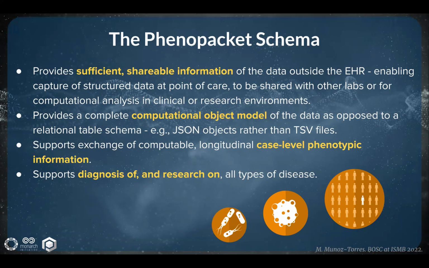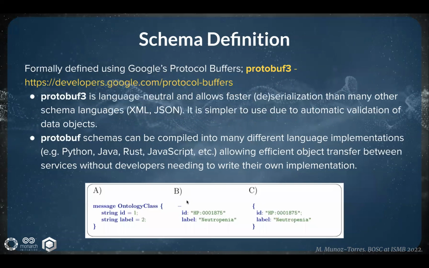The schema supports the exchange of computable longitudinal case-level phenotypic information, and it supports the diagnosis and research on all types of disease, including Mendelian and complex genetic diseases, cancers, and infectious diseases. The schema is formally defined using Google's Protocol Buffers version 3, or Protobuf 3. You can learn more on the website I pasted here about Protobufs.